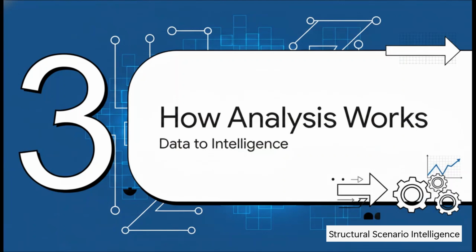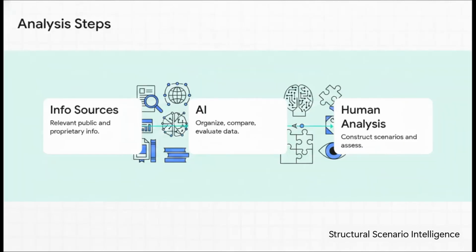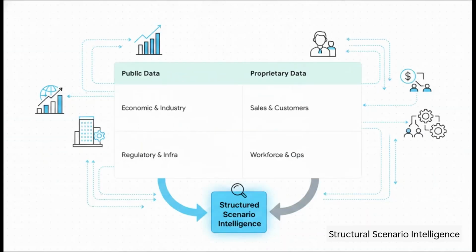All right, Section 3, how the analysis works, moving from raw data to actionable intelligence. Let's look under the hood. The engine that drives SSI essentially has 3 distinct steps. Step 1 is gathering the right information sources. Step 2 is applying artificial intelligence to organize that massive amount of data. And Step 3, definitely the most important one, is human analysis. Let's break these down one by one to see how they work together to build that picture on the puzzle box.